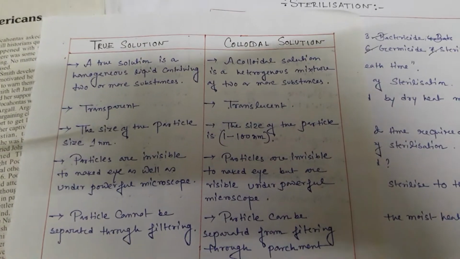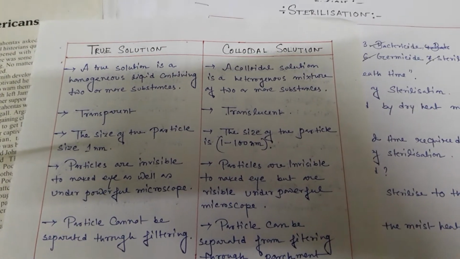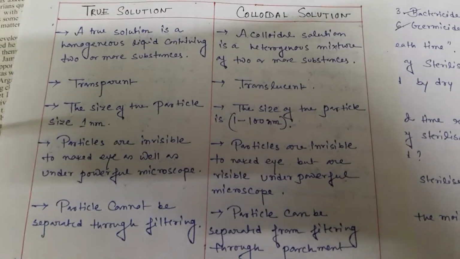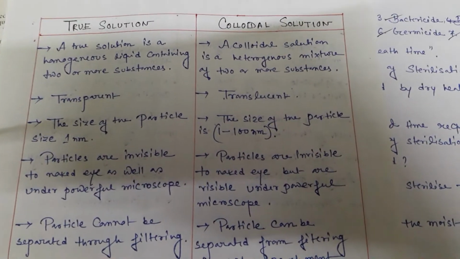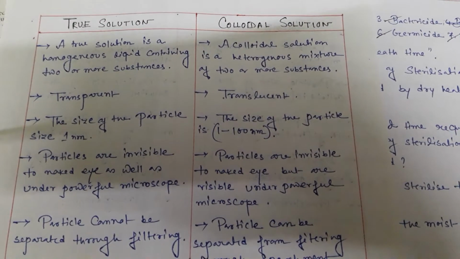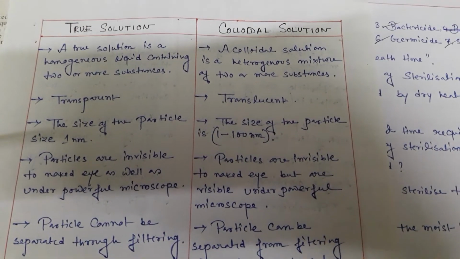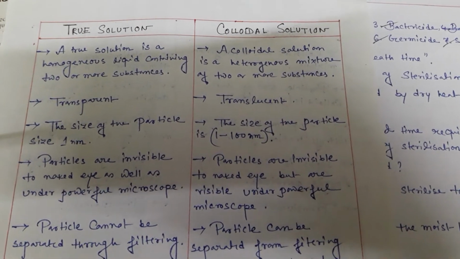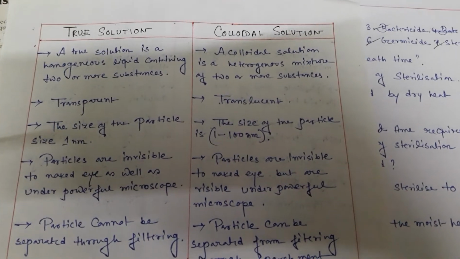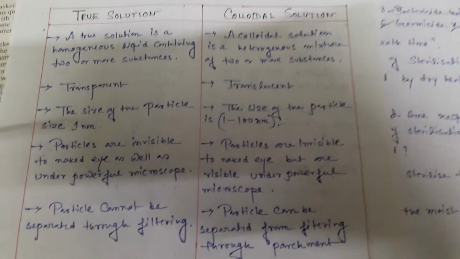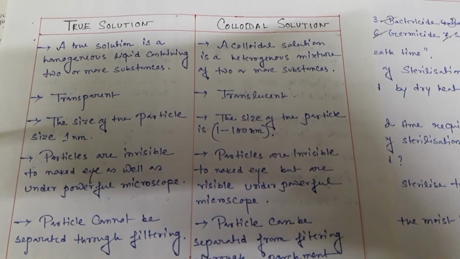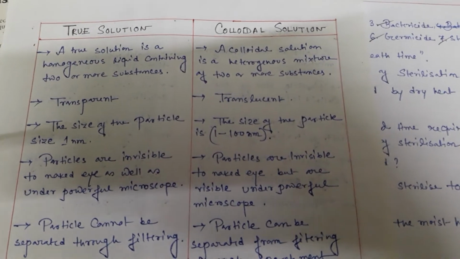Hello friends, today I discuss the difference between true solution and colloidal solution. What do you mean by true solution? A true solution is a homogeneous mixture, but a colloidal solution is also a homogeneous mixture, though sometimes it may exist as a heterogeneous mixture also. And a true solution is transparent, but a colloidal solution is translucent.